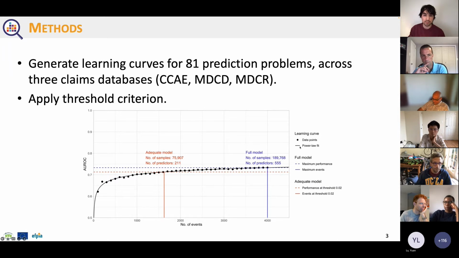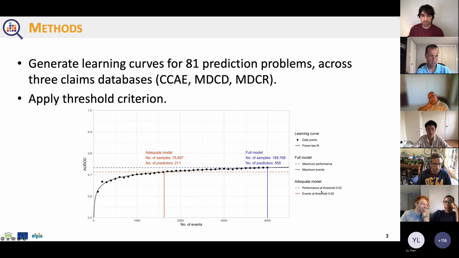Then we also fitted these with the power law function to smooth them out a bit, which then also enabled us to apply a threshold criterion. And that's actually a really simple criterion. All we're doing is looking at our full model, so this uses the full training data set, and we're subtracting a little delta, which we call the threshold. In this case, I have an example here of a delta of 0.02 points AUC. And then we look at when this new performance is achieved on the learning curve.